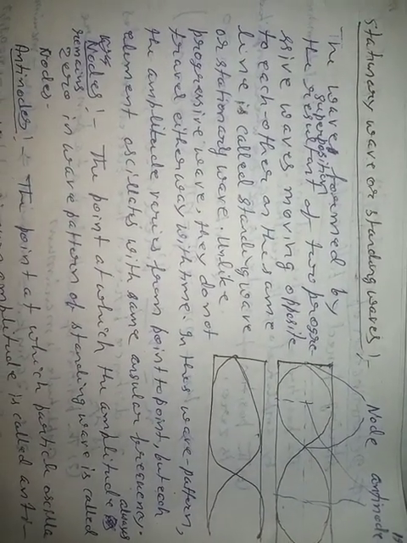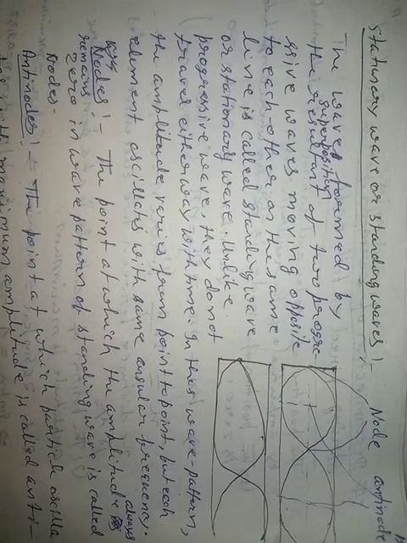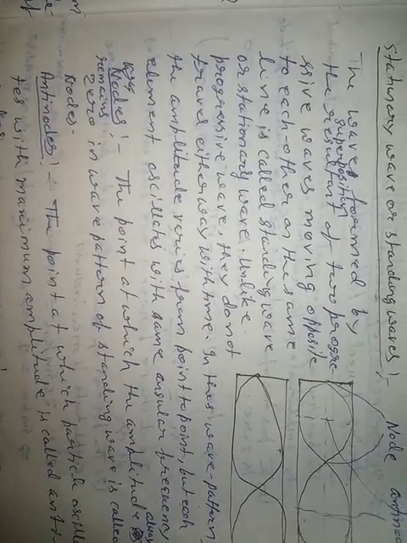Now, stationary waves or standing waves. The waves formed by the superposition or resultant of two progressive waves moving opposite to each other on the same line is called a standing wave or a stationary wave. Unlike a progressive wave, they do not travel either way with time.